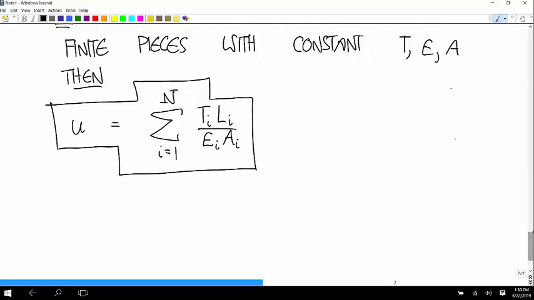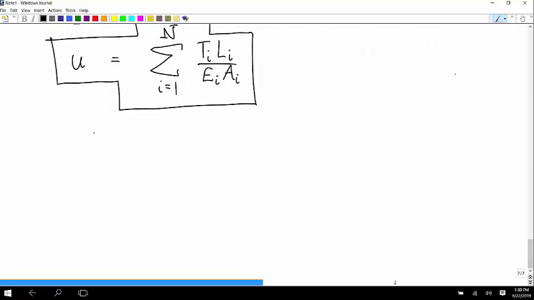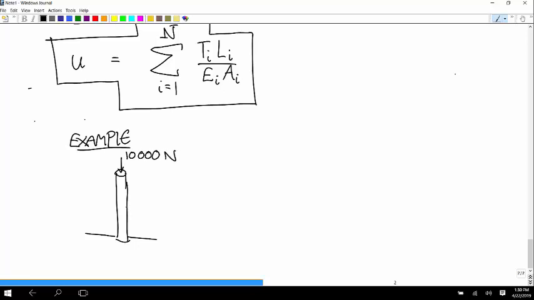Okay, so let me do an example. Anybody have any questions yet? Okay. So let's say we have a pole kind of thing, and there's a 10,000 Newton force applied at the top and a 3,000 Newton force applied that way.